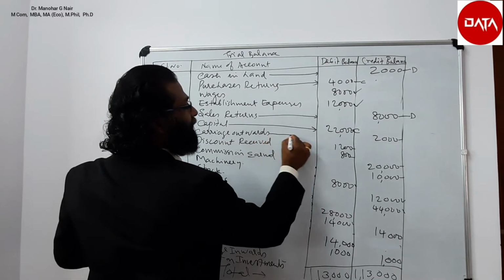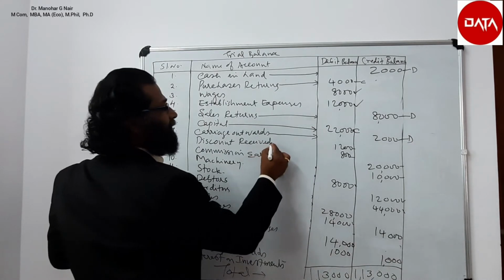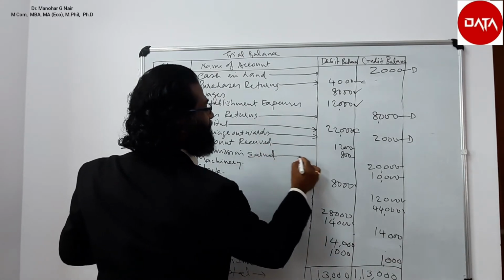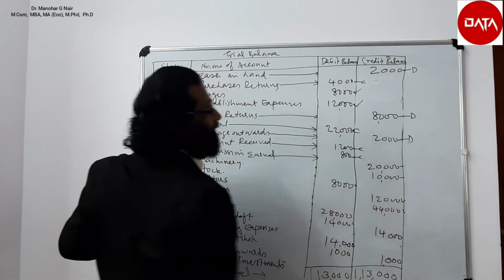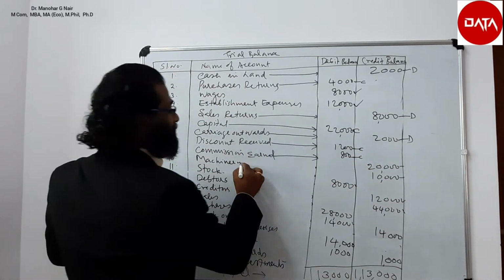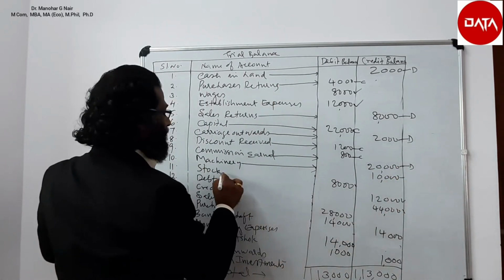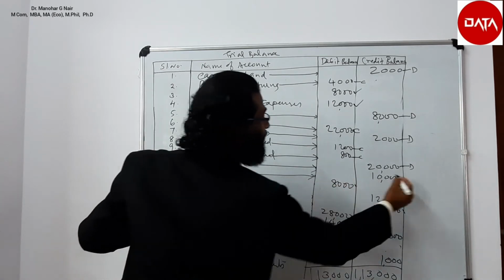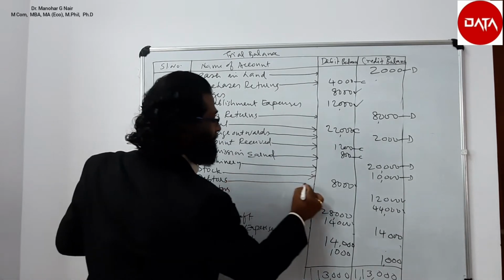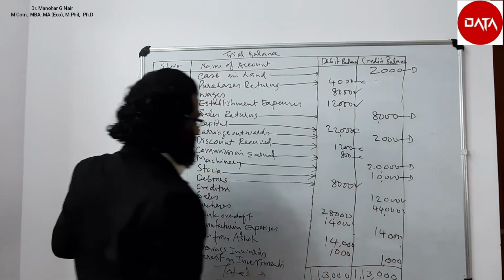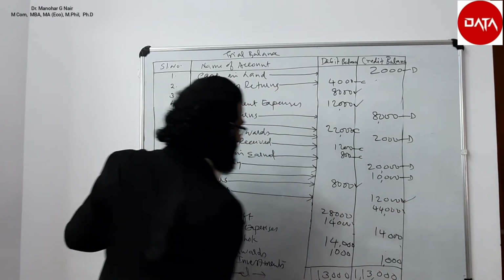Carriage outwards is a debit item but given in credit. Discount received and commission earned both are income, so they are credit items, given wrongly. Machinery is an asset, so it should be debit. Similarly, stock is another asset, which also should be debit but is given in the credit column. Debtors is debit only, so given correctly. Creditors is a credit item, given correctly.